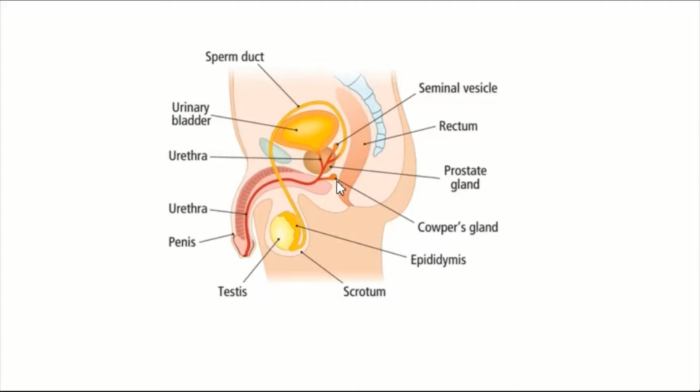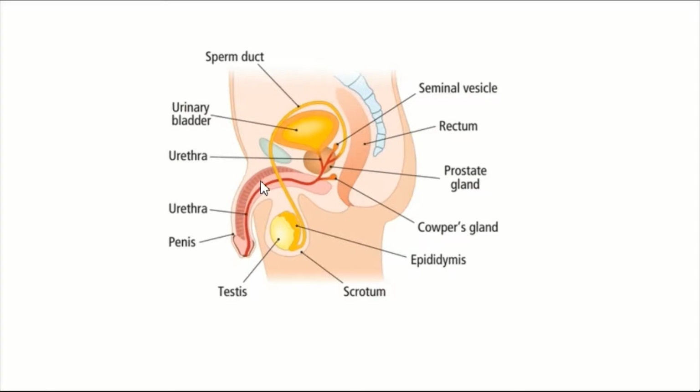So what comes out of the male reproductive system into the female reproductive system is what we call the semen, which is basically all of these fluids that I've just mentioned here. So those are the glands that are involved here. And then we have this duct here, which is called the urethra.